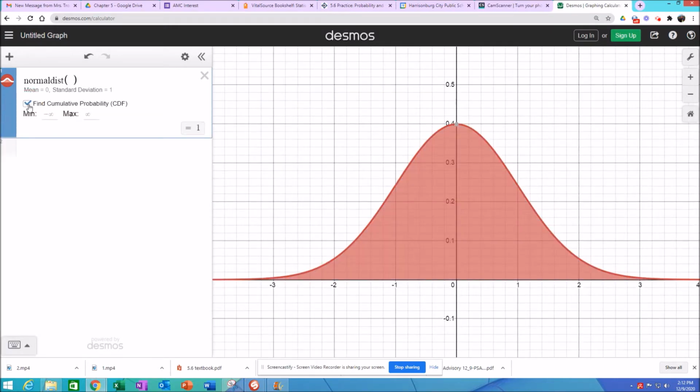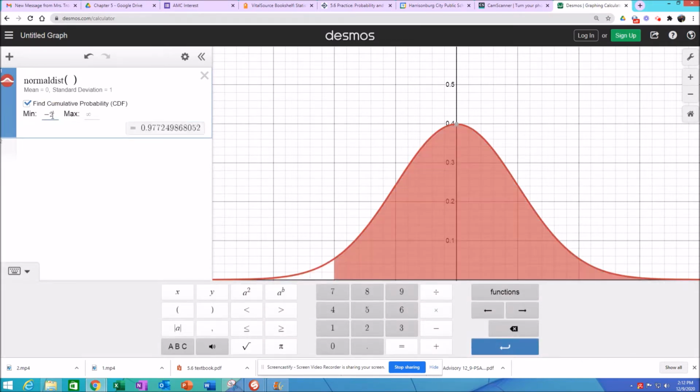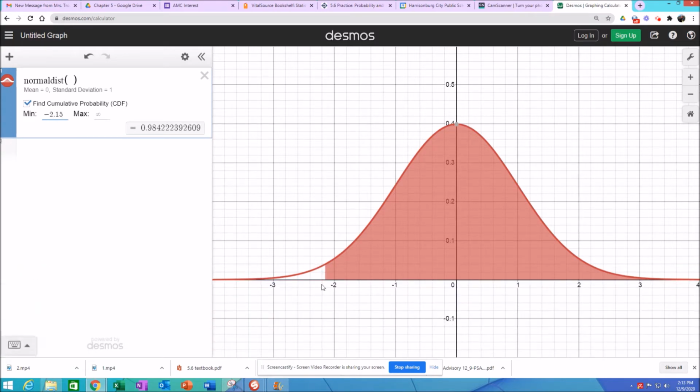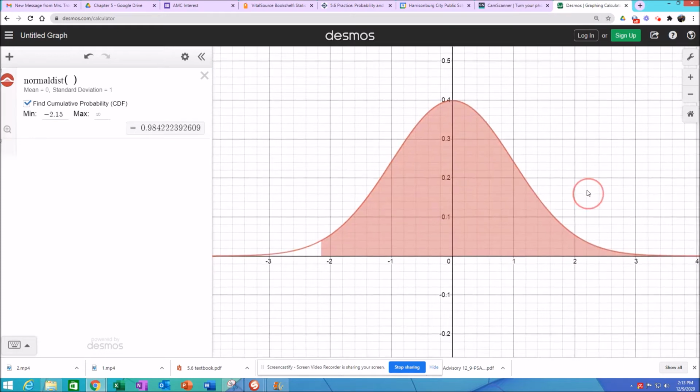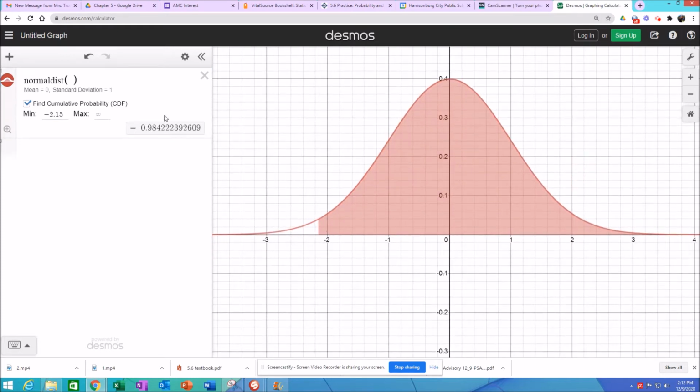So negative 2.15 through infinity. So negative 2.15 here, all the way through infinity. Okay, so that gives us an area of 0.98. So 98%, with a probability of 0.98. Okay, number two, sorry, part B, we want between those two there.